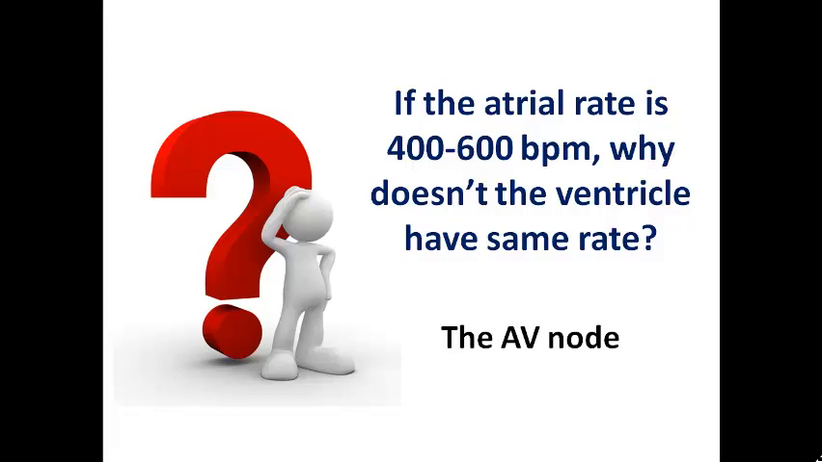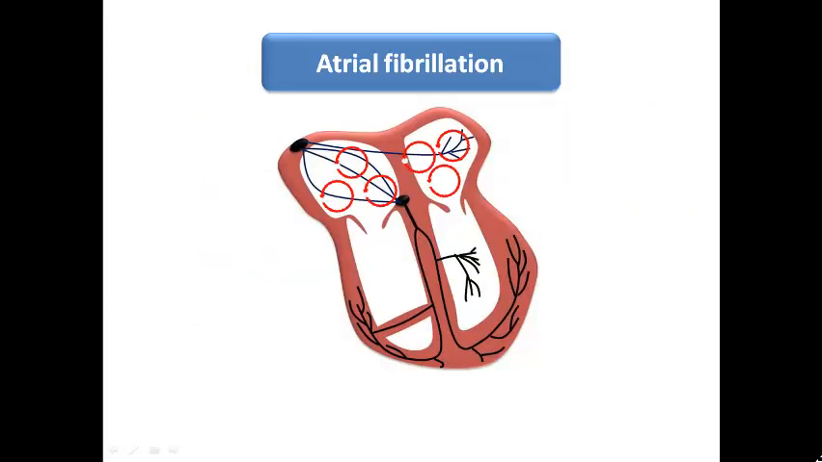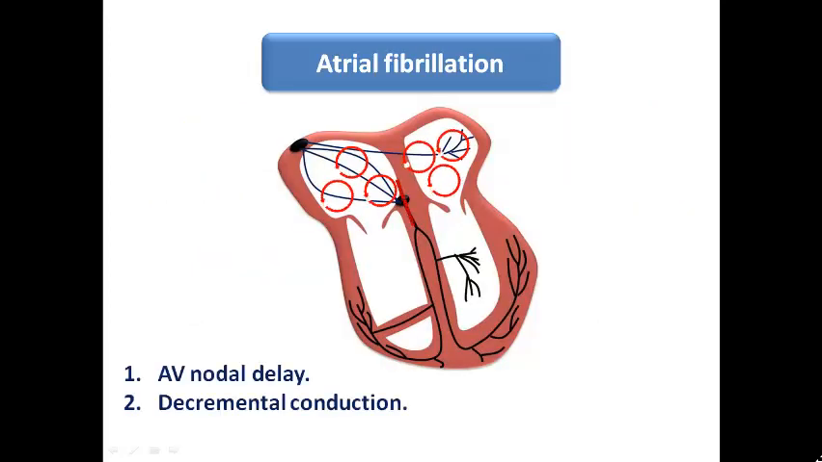Of course, it depends on the AV node. The AV node here is characterized by two physiological criteria. It has something called the AV nodal delay, and it has a criterion which is called decremental conduction. Because this AV node has these two criteria, it doesn't transmit this whole rapid atrial rate.